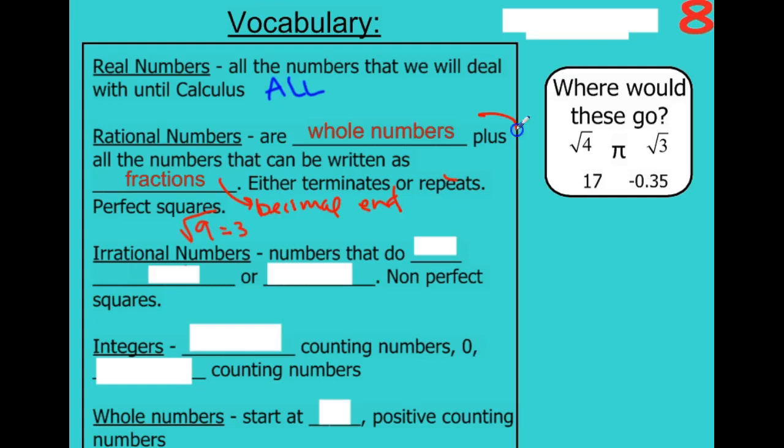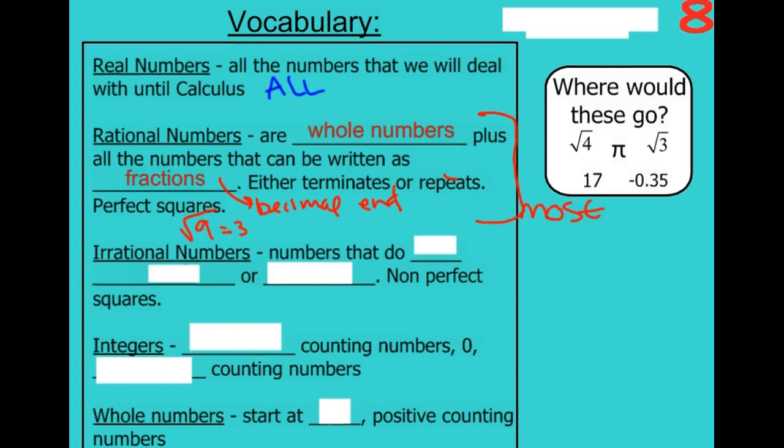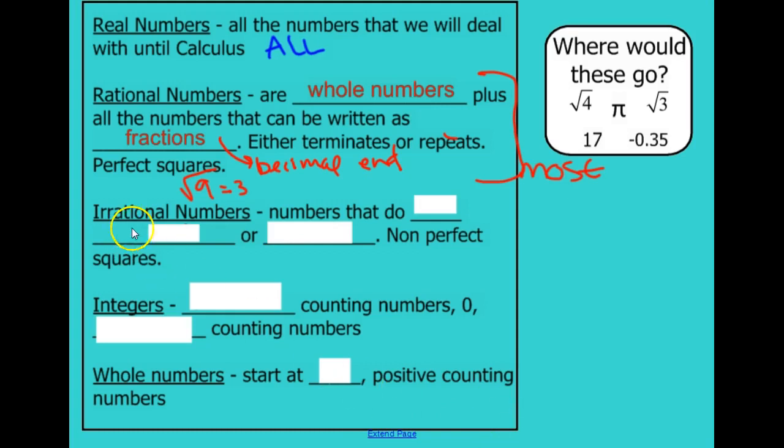So most of our numbers are going to be rational. There are only a couple that are going to be irrational. Irrational numbers are numbers that do not end or repeat. These are also our non-perfect squares. So non-perfect squares are square root of like 11. It's not going to be a nice number if you plug that in your calculator.